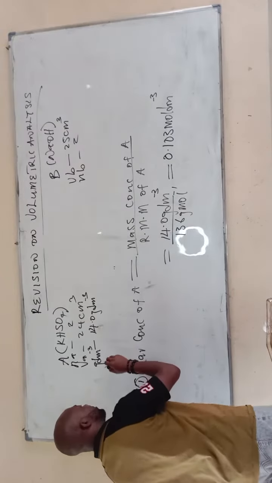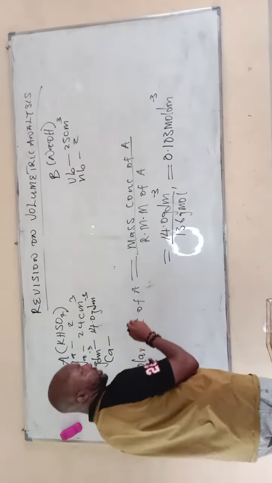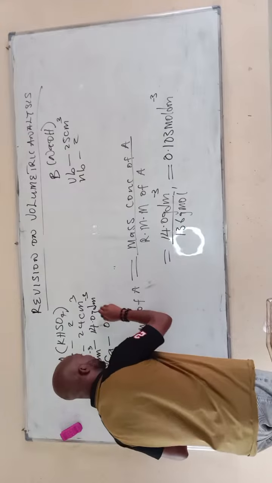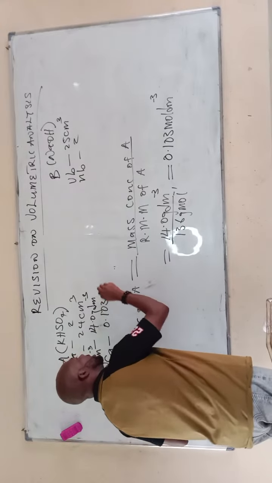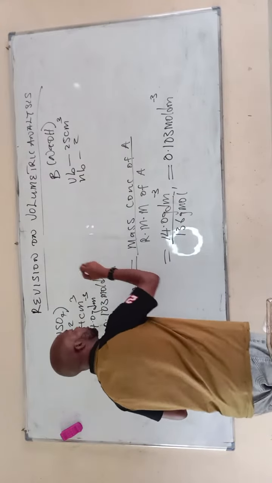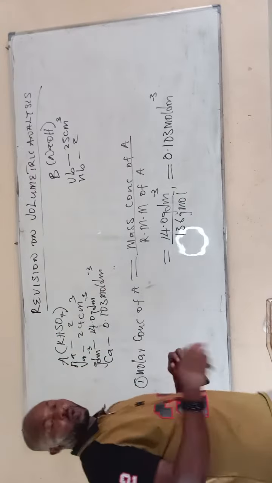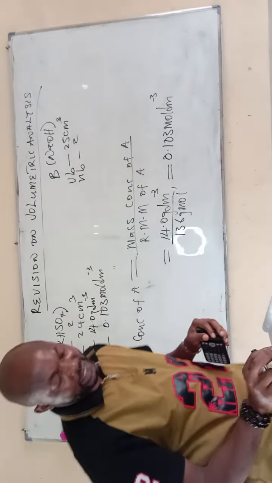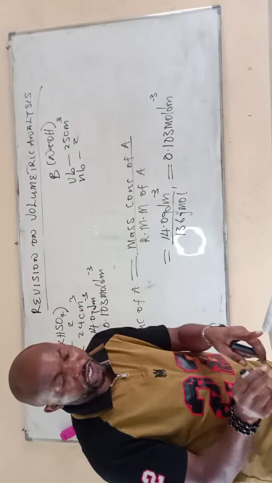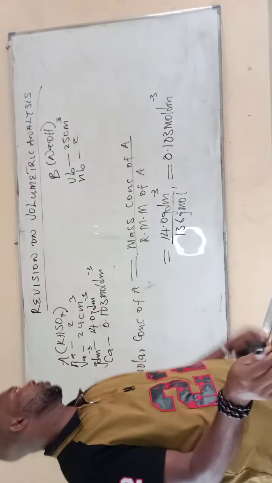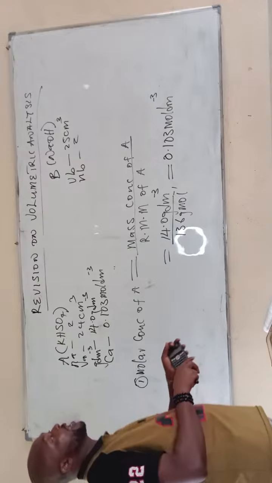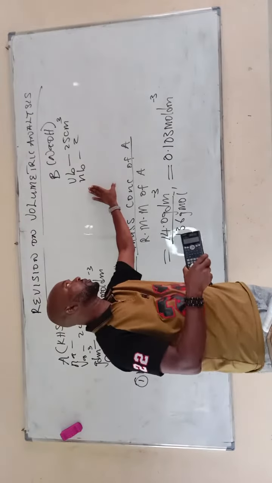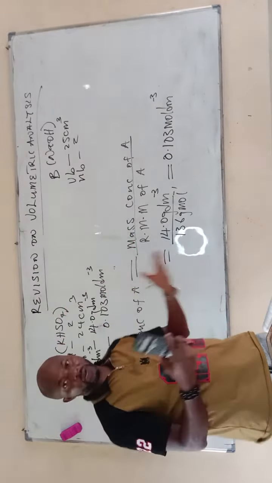And now I have my concentration of the acid to be 0.103 mole per dm³. Now, what's the next question? It says that we should calculate the concentration of B in g/dm³. So the concentration of the base in g/dm³. Now, let's go through the formulas, all right?